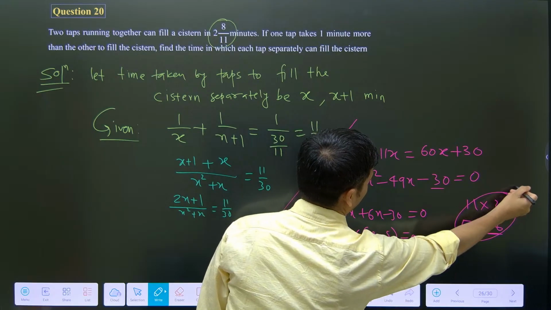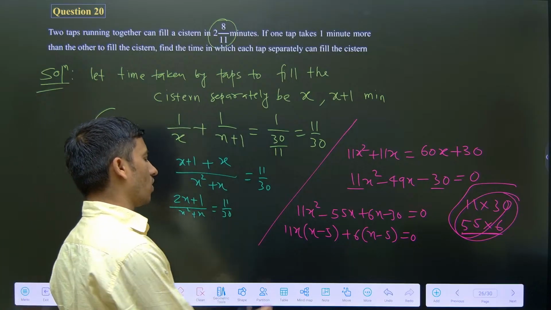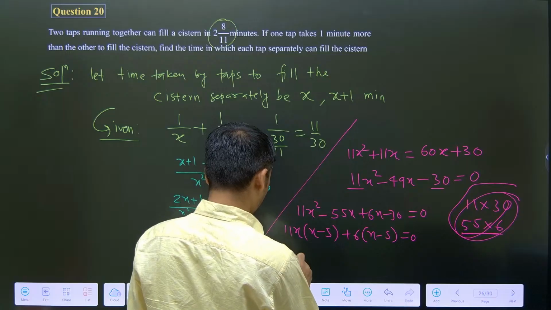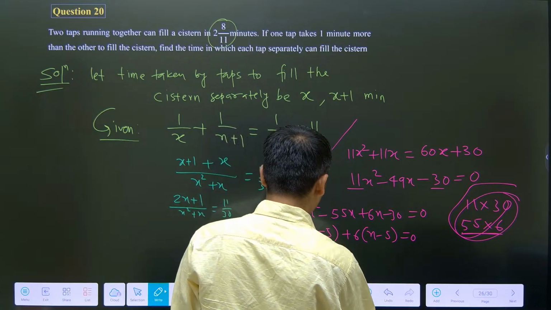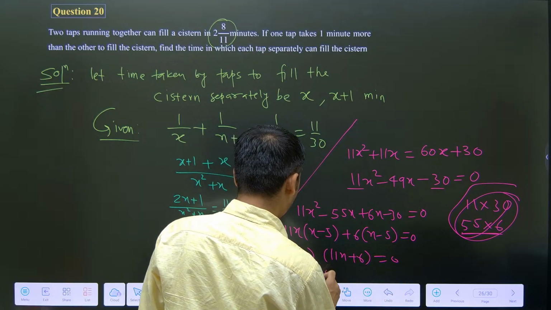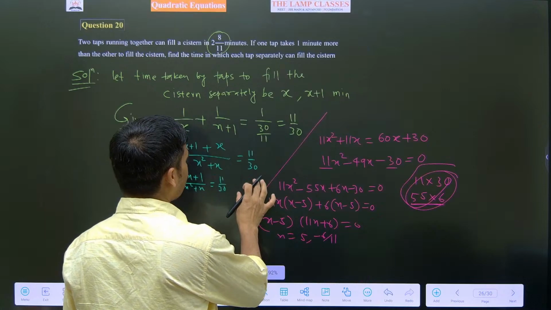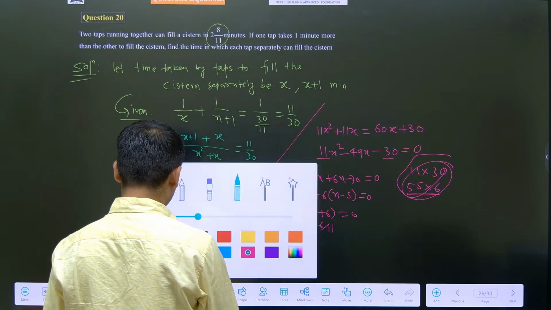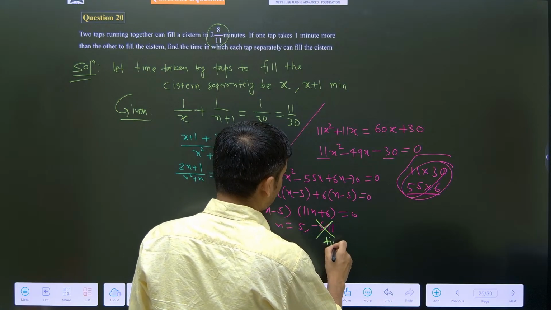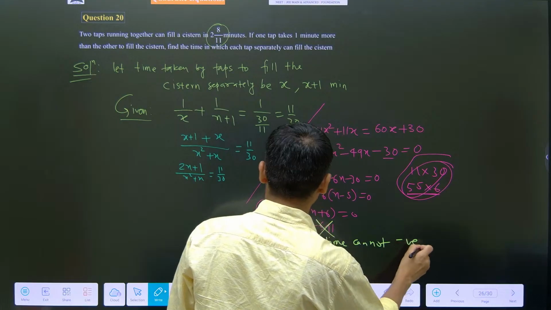I hope you understand, na? I just multiplied the constant and the coefficient of x square and then broke it, no? So it's x minus 5 times 11x plus 6 is equal to 0. X can be 5 or minus 6 upon 11. Again, x is actually time taken, right? So time cannot be negative. Therefore, this should be rejected, as time cannot be negative.